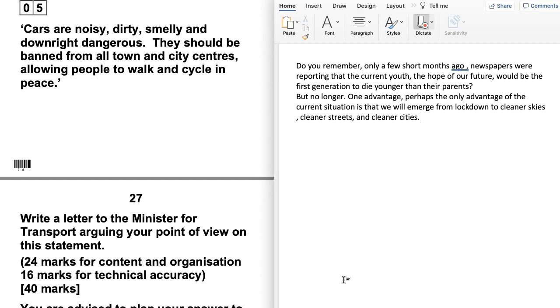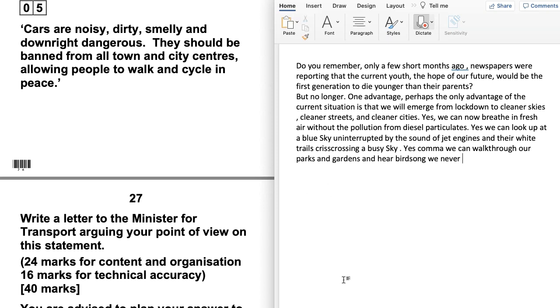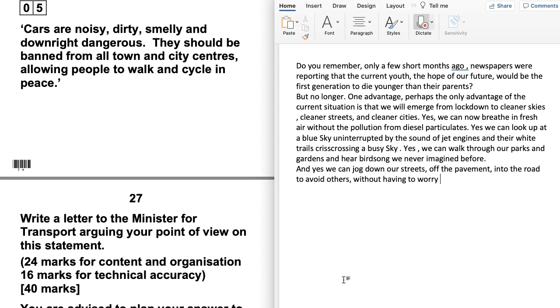Yes, we can now breathe in fresh air without the pollution from diesel particulates. Yes, we can look up at a blue sky uninterrupted by the sound of jet engines and their white trails crisscrossing a busy sky. Yes, we can walk through our parks and gardens and hear birdsong we never imagined before. And yes, we can jog down our streets, off the pavement, into the road to avoid others, without having to worry about being flattened by boy racers or impatient drivers on the commute.